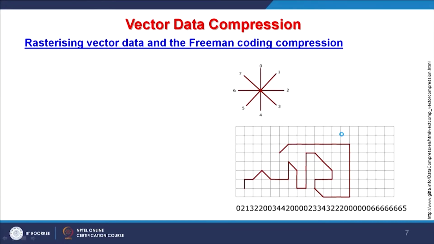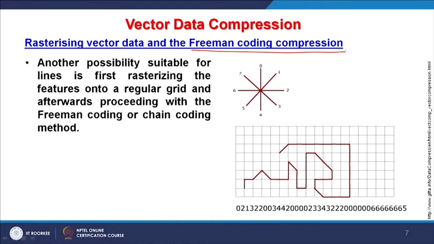When we go for data compression for line data, there is a technique known as the Freeman coding compression technique, which is achieved by rasterizing vector data. Now, this is a kind of reverse process, but nonetheless it depends on the project and on the redundancy. If there is not much redundancy, one does not have to bother about compression of vector data. But if there is redundancy and it is taking a lot of time, then we should go for such compression.